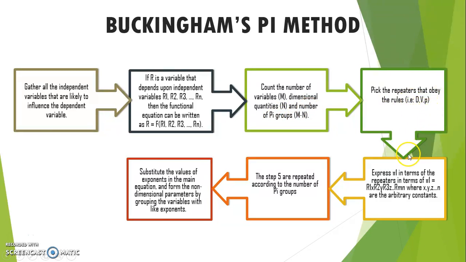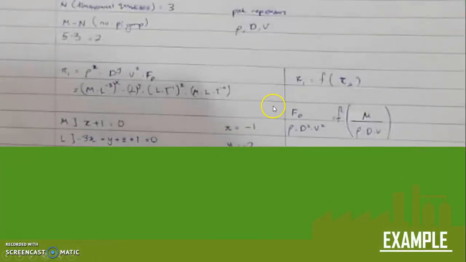D, V, P, density, volume, I'm not sure. Express pi 1 in terms of the repeating variables: pi 1 equals R1^x times R2^y times R3^z ... Rm^n, where x, y, z are arbitrary constants. The steps are repeated according to the number of pi groups. Then substitute the values of the exponents in the main equation and form a non-dimensional parameter by grouping the variables with like exponents. So this is an example of the Buckingham pi method.